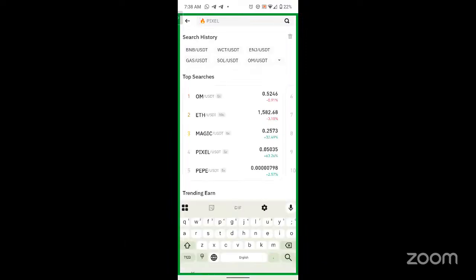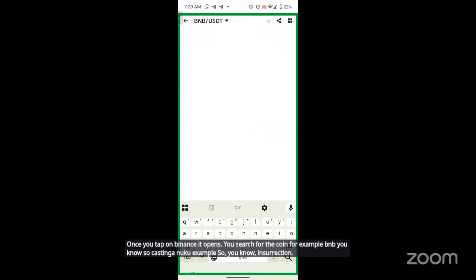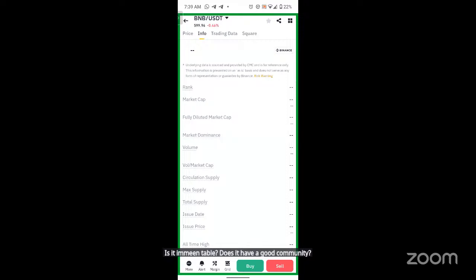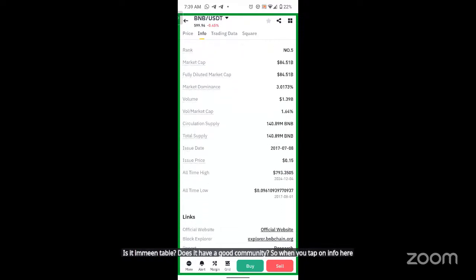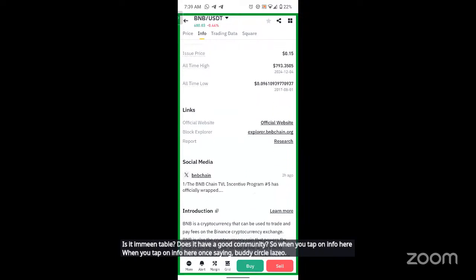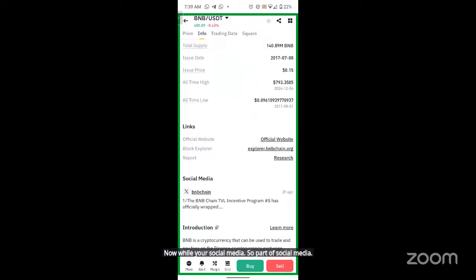This will help you in coin selection, to know which coin you should trade. Is it mintable? Does it have a good community? When you tap on info here, down here there is social media, so you go to their social media handles.